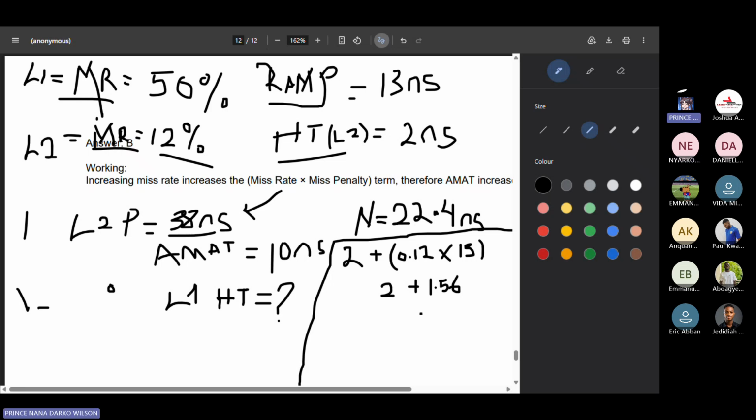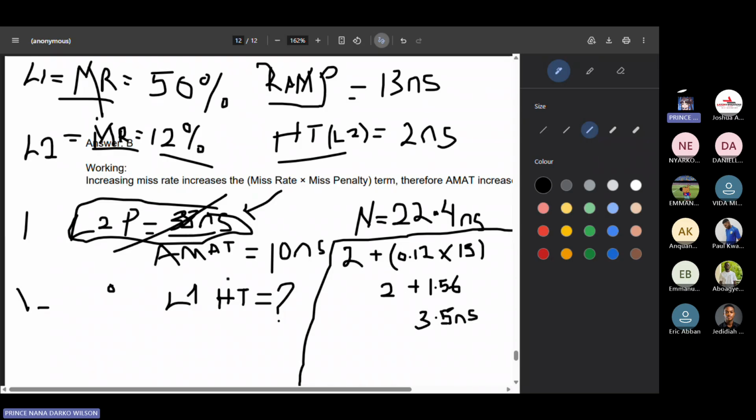So we add that to 2 and we get 3.56. So it means the average memory access time for level 2 cache is 3.5 nanoseconds, and that will be equivalent to the actual penalty for level 1 referencing it. This means the dummy value that I gave was the level 2 penalty in this question, so it is wrong. Now that we have confirmed that, we can use it to compute the level 1 hit time.